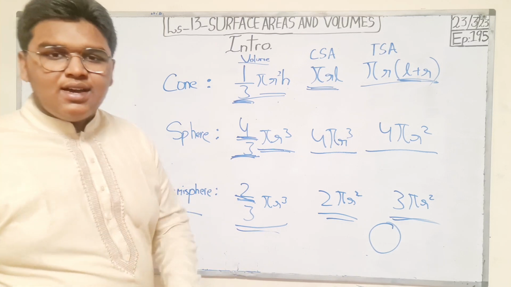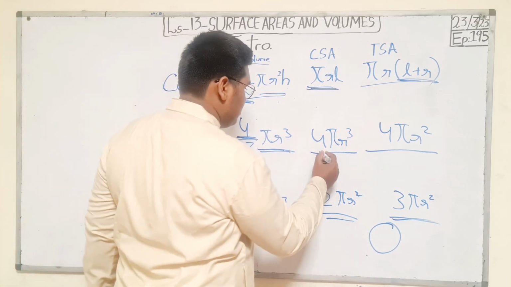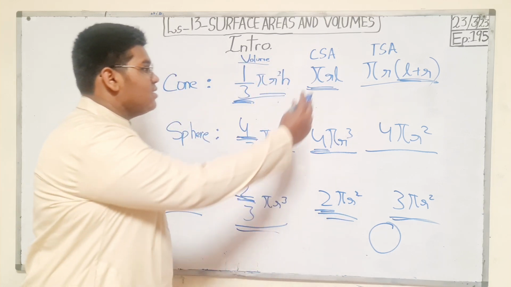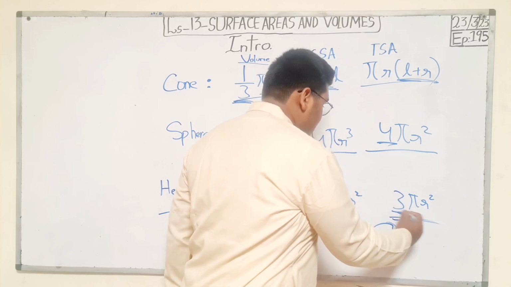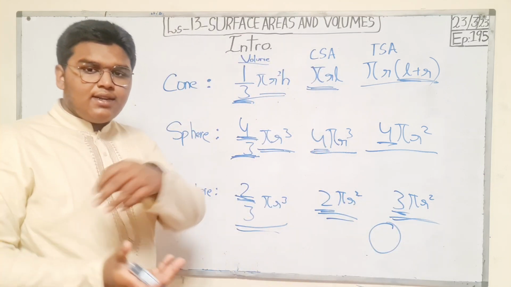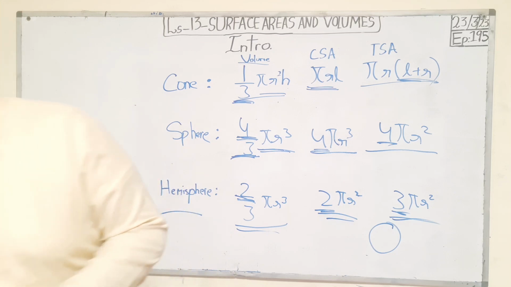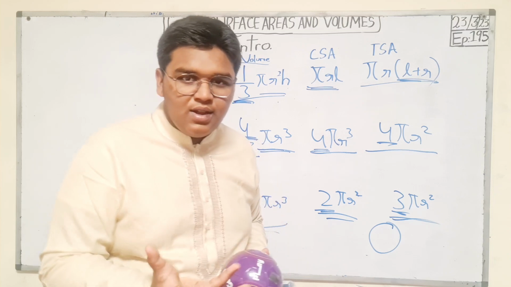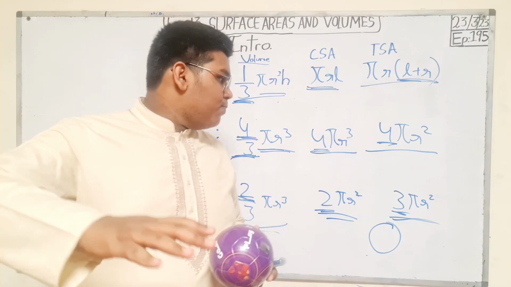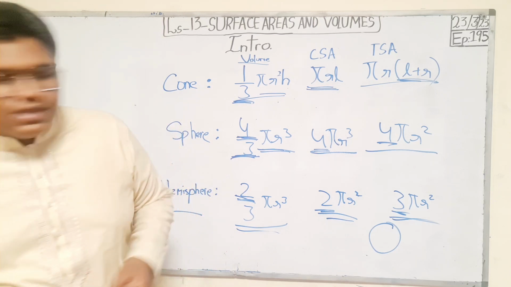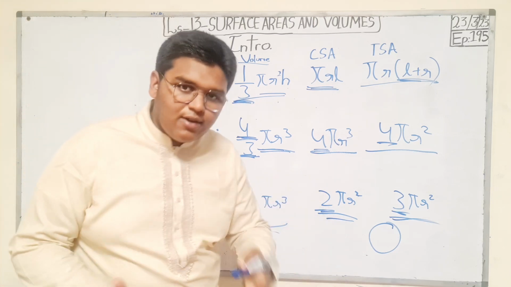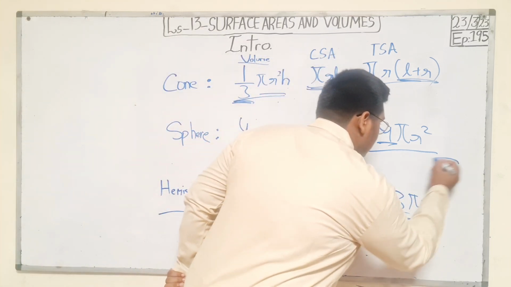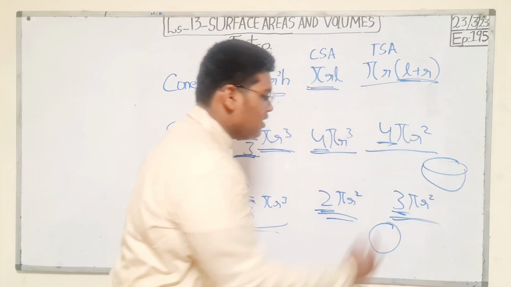Why? Because it's getting halved. And the same thing in CSA also. Here we have 4, and in the hemisphere we get 2, right? Then in TSA here we have 4, but here we have 3. Why? Because of the third side: when you cut it from the middle, it will be in the shape of a bowl, so the open area also has to be calculated in the total surface area. Actually the whole hemisphere we have to calculate. In simple shape, the hemisphere will be like this.